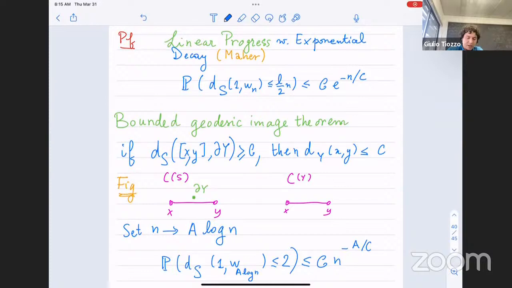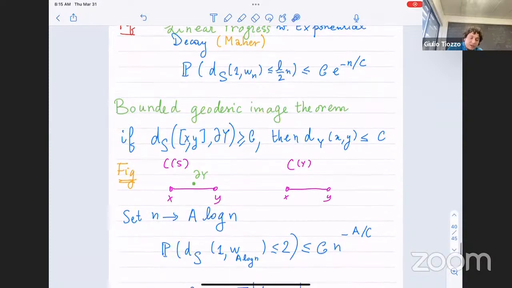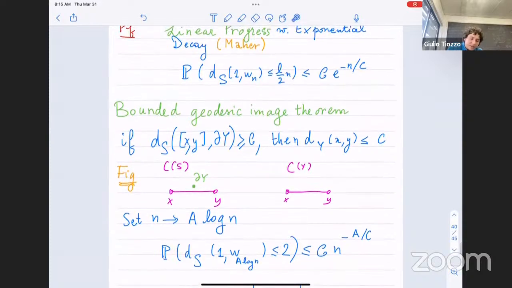So basically what you do is you set n to be log n, essentially. Well, the probability that after log n time you're not making constant progress is very, very small.